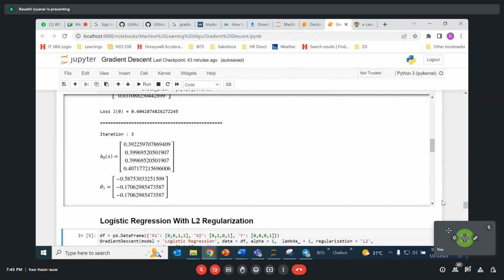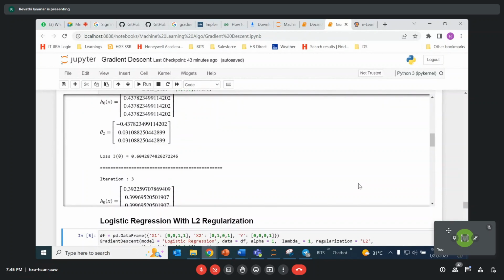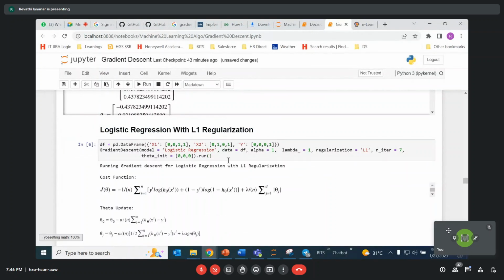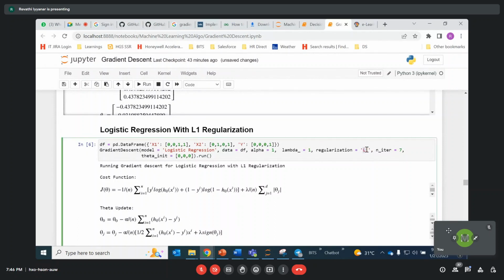So we have to change the code if they ask for ridge and all. Let me explain. This one, input 248, we can run here by clicking on run. This is L1. And here they have given the number of iterations, and we have to give x1, x2, and also y.